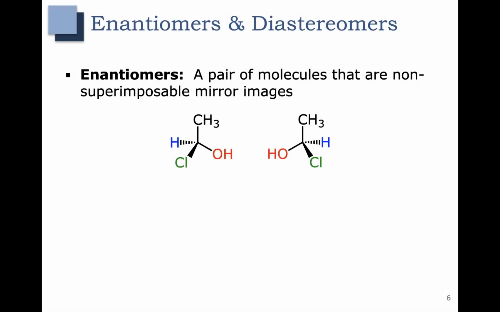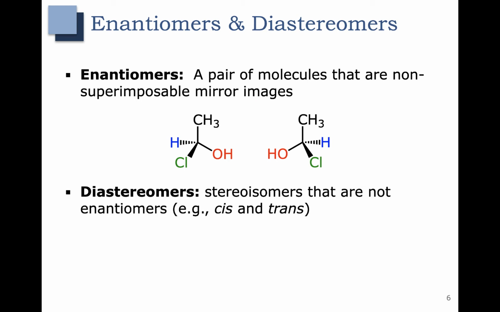As we just went over, enantiomers are a pair of molecules that are non-superimposable mirror images. You can see an example of a pair of enantiomers shown here. Diastereomers, then, are stereoisomers that are not enantiomers. One good example that we've already seen is cis and trans. You can see that both of these molecules here have the same molecular formula, and the chlorines are connected to the same carbons, but they are not mirror images.